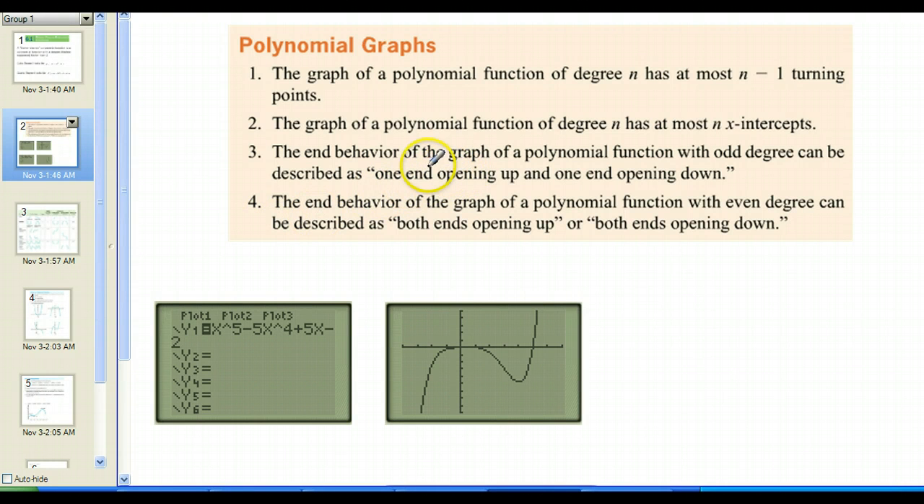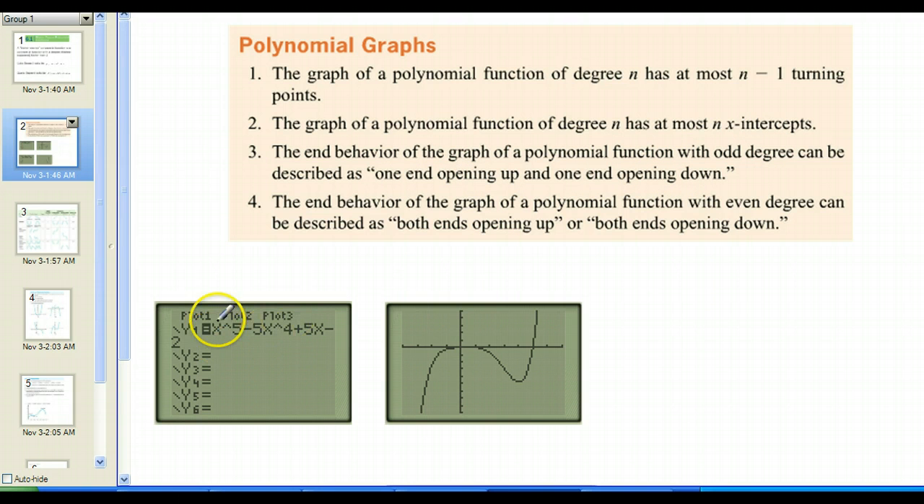This textbook uses opens up on one end, opens down on the other, opens up on both ends, whatever. I'm used to saying rises to the left, falls to the right, rises to the right, falls to the left, that kind of thing. But they use this opening up, opening down, which is fine. So odd degree, it changes what it does from one end to the other. Notice one end opens up, one end opens down.